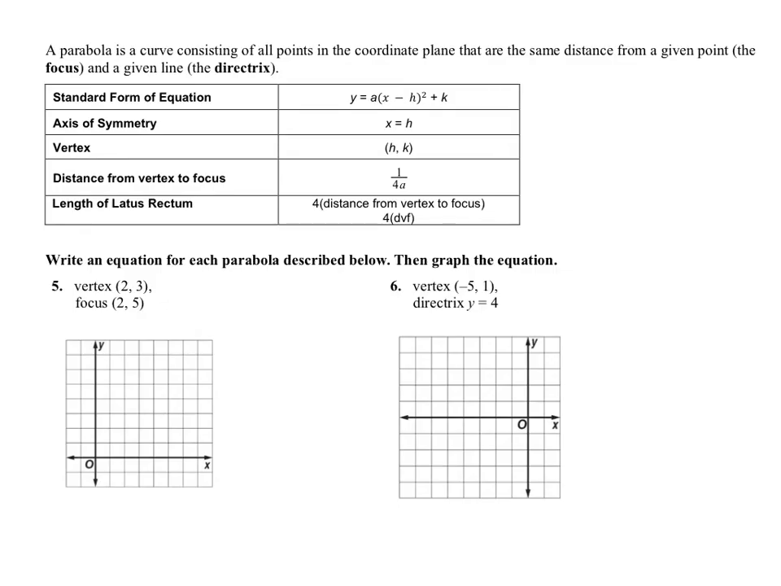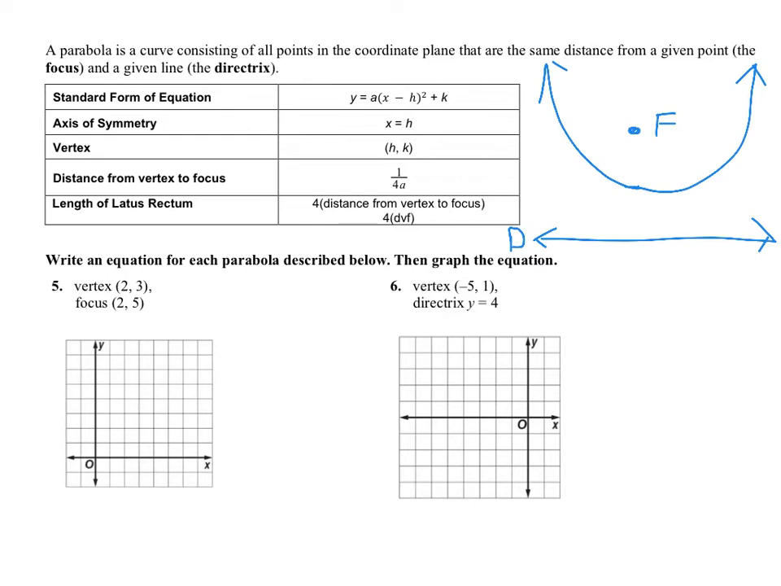Okay, so again, quickly reviewing the definition of a parabola. The parabola starts with a focus and a line called the directrix. And a parabola is every point that is the same distance from those two things. So anywhere you go on a parabola, the distance to the focus and the directrix, that distance is the same.